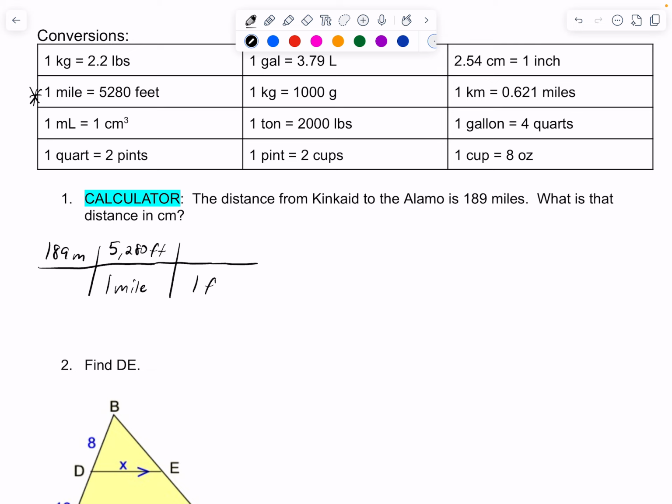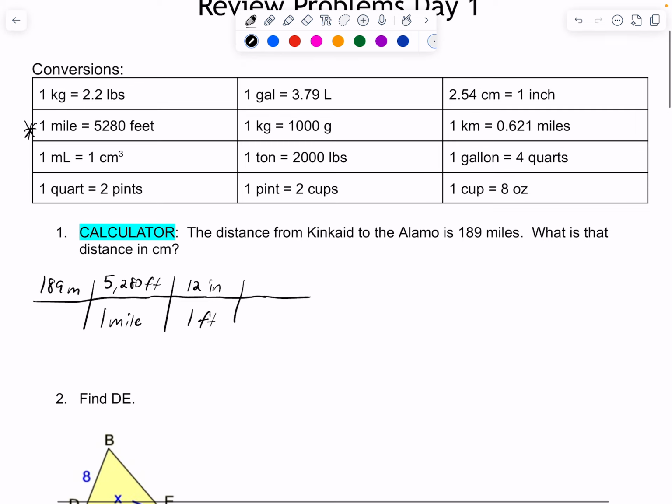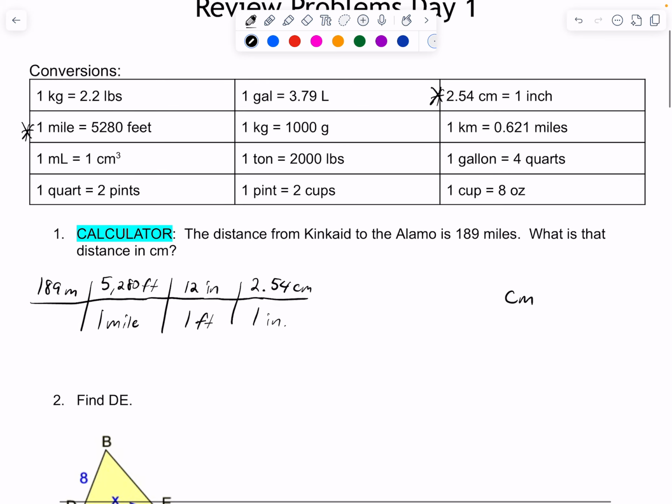All right. Next, I can go from feet to inches. So I'm going to put 1 foot down here, and we have 12 inches in 1 foot. And last but not least, I want to move to centimeters from inches, which is going to be this one up here. So 1 inch down here is the same as 2.54 centimeters. Since all my numbers ended up being in the numerator, I'm just going to multiply all those numbers together to get how many centimeters, okay?